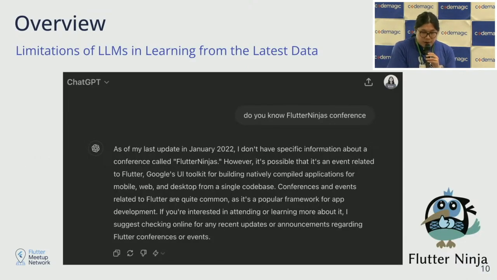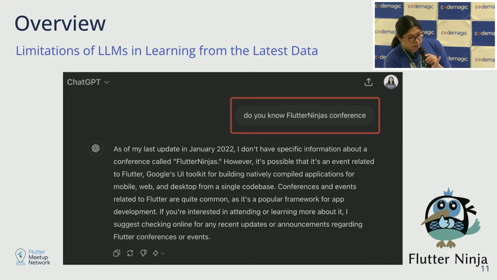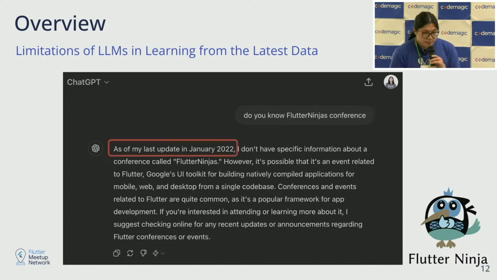As I mentioned before, LLMs have some challenges. One challenge is that they can't correctly answer some questions, because the knowledge is fixed when they are trained. I asked ChatGPT about the FlutterNinjas event. However, GPT's response said its data is only updated until January 2022. This means GPT doesn't have data about this conference, and the sentences it generates are based only on my question.